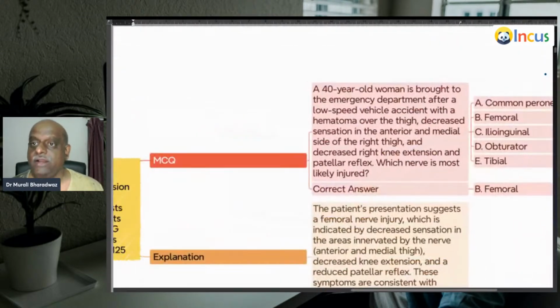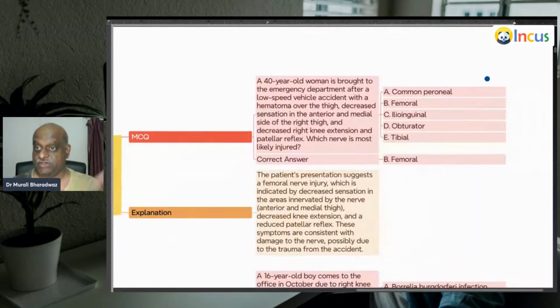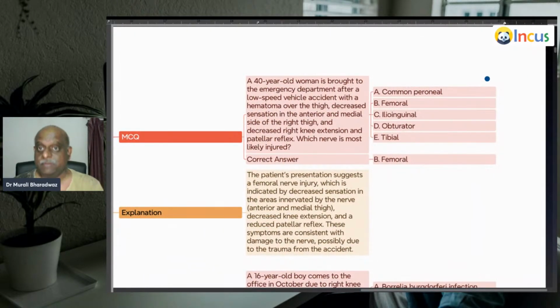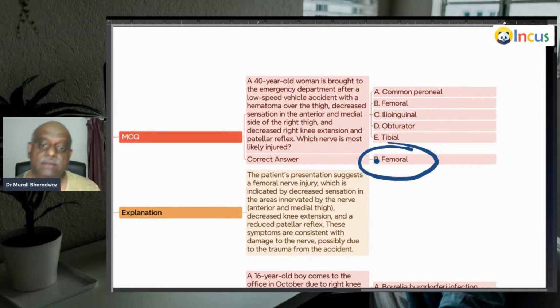Now, doctor, a 40-year-old woman is brought to the emergency department after a low-speed vehicle accident. There is decreased sensation in the anteromedial side of the right thigh, decreased knee extension, and decreased patellar reflex. So what is it pointing to? All that is pointing to the femoral nerve.